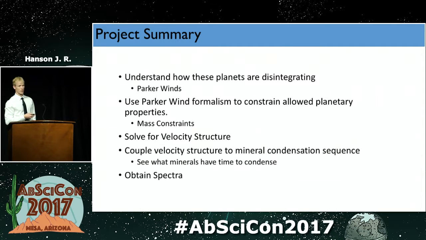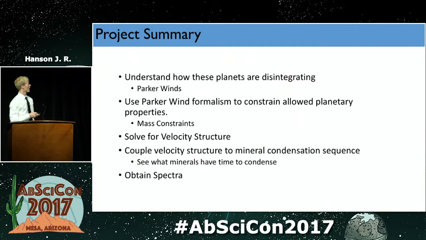How you actually can get a composition is a very involved process. The first step is to understand how these planets are disintegrating, which is through Parker winds, a steady state, hydrodynamic mass loss. And then we're going to use the Parker wind formalism to constrain what properties are allowed. So the mere existence of a steady state Parker wind puts some constraints on what mass planet you can have, as well as the mean molecular weight for that planet's atmosphere. This is different than other forms of escape that are not steady states. This project is all through the lens of steady state.